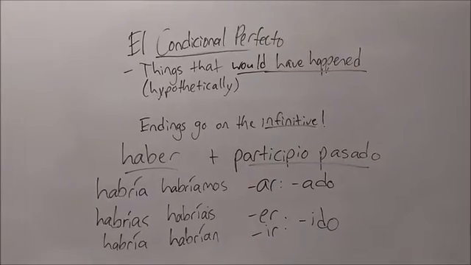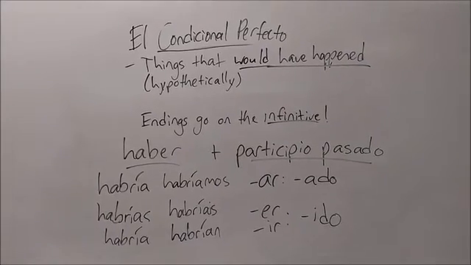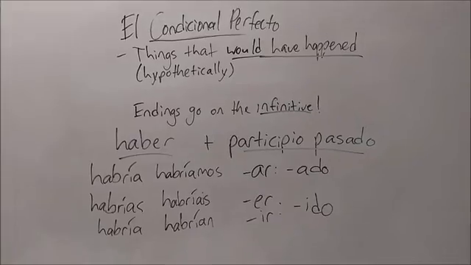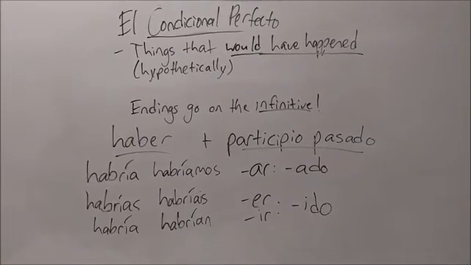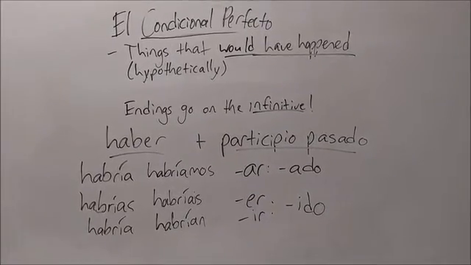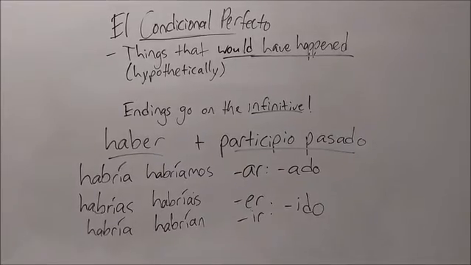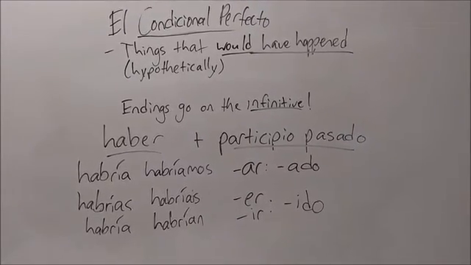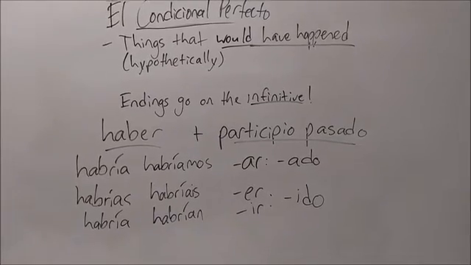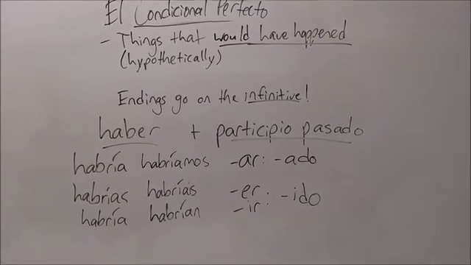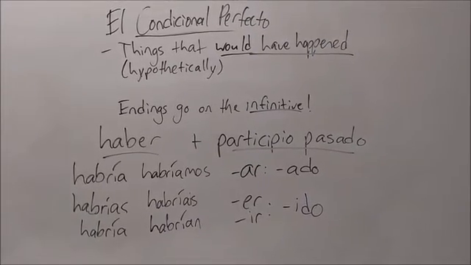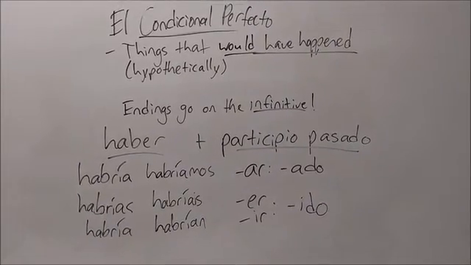El condicional perfecto, which is the conditional perfect, expresses things that would have happened hypothetically. Just like in the conditional and the future perfect, the endings go on the infinitive of the verb haber. So it's habría, habrías, habría, habríamos, habríais, habrían, and then the past participle: for AR that's ado, for ER and IR that's ido, and since this is a perfect tense and not the passive voice, those always end in O.